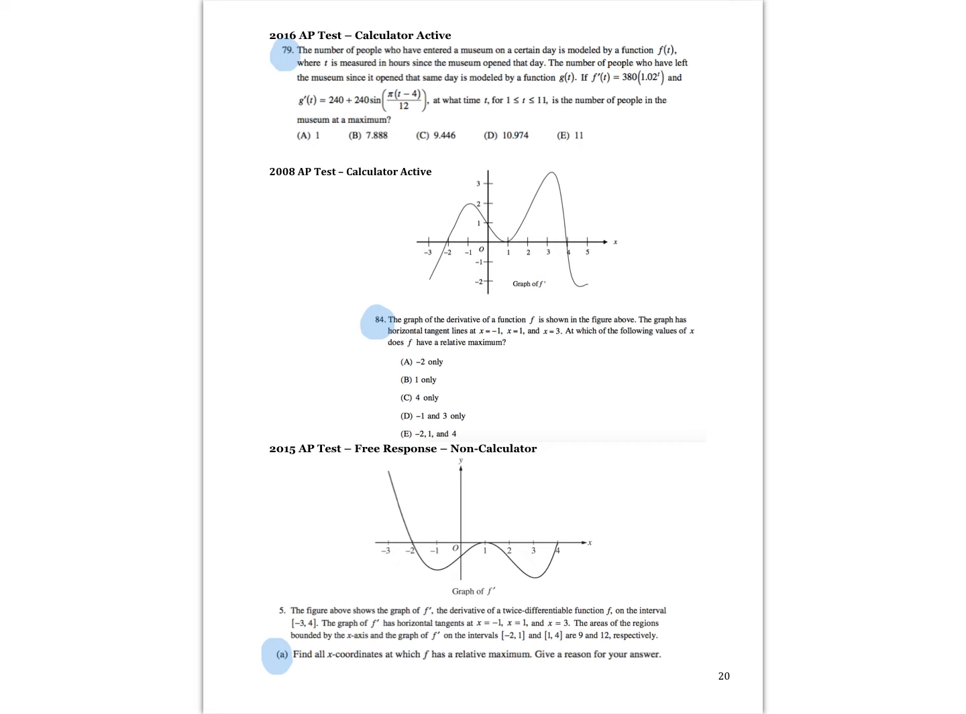And then on 79, we've got B. You'd have to do F prime minus G prime. On 84, we got C. And this is at x equals -2 because F prime changes from positive to negative.